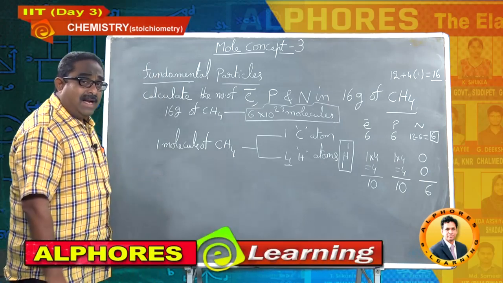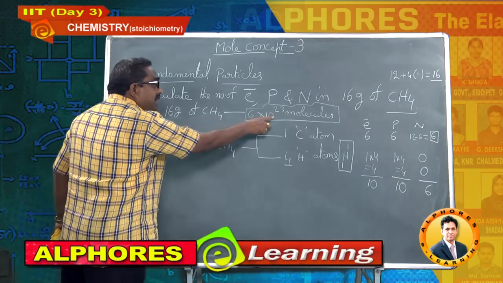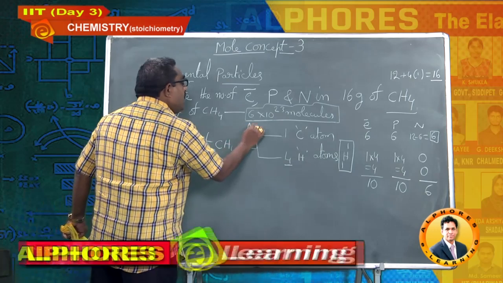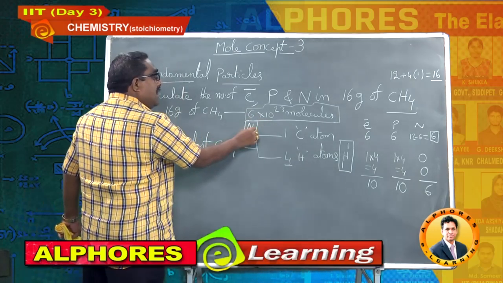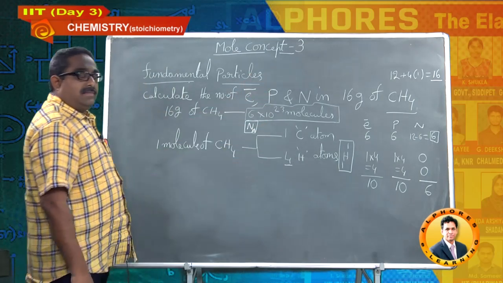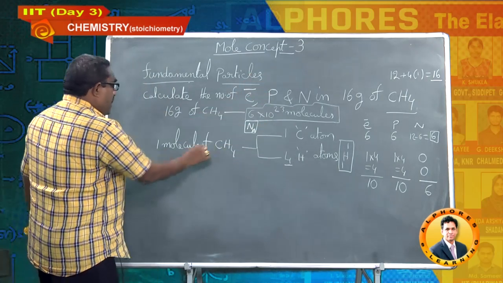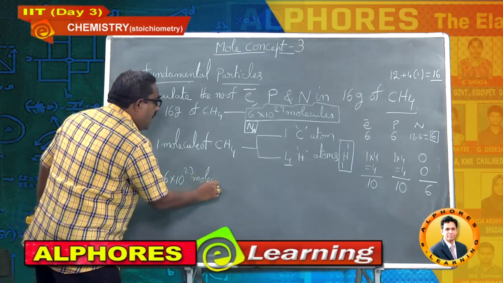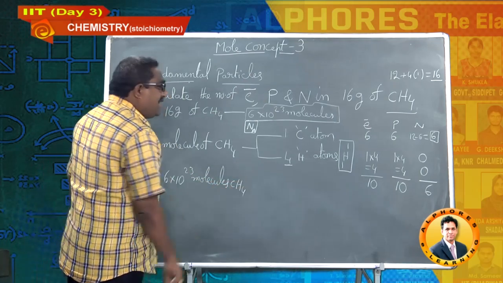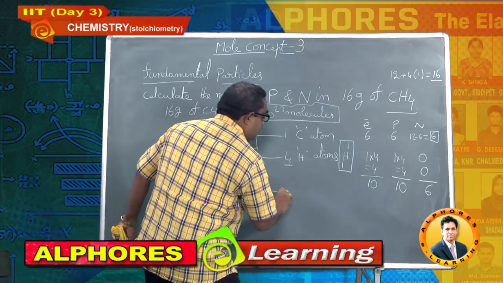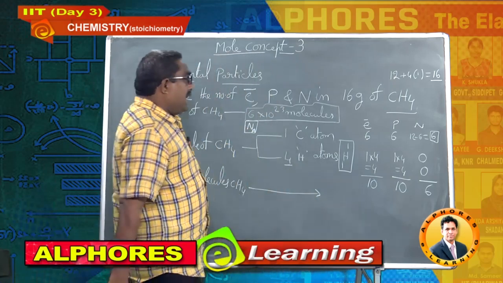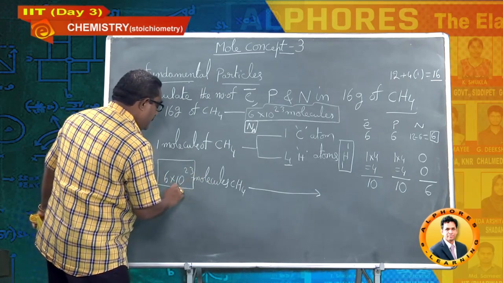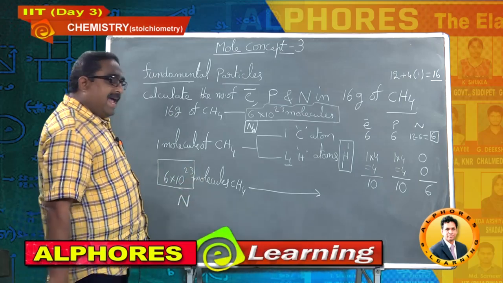But finally, I can write like this. But how many such molecules are there? 6 into 10 power 23 molecules. Or simply you can also write, as we discussed yesterday, Avogadro number N or Na. Now, how many molecules do I have? 6 into 10 power 23 molecules of methane are present in the given sample. Then we can calculate. Simply, instead of this, we can also write N or Na.